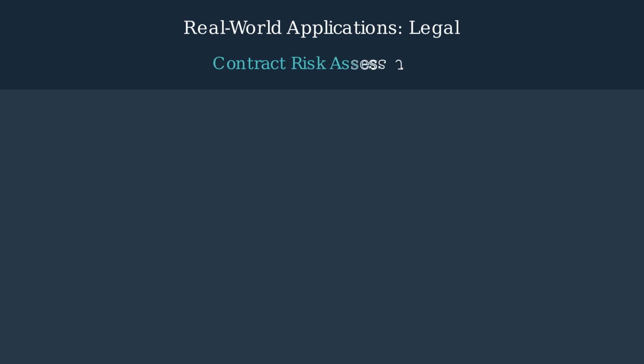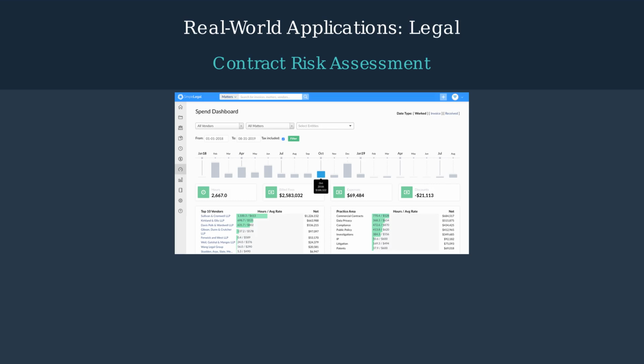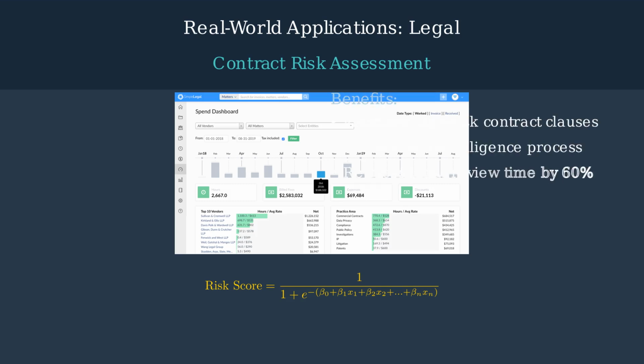Contract risk assessment uses logistic regression to identify potentially problematic clauses and conditions in legal agreements. The model calculates a risk score based on various contract features, using the same sigmoid function we've seen in logistic regression. This technology identifies high-risk contract clauses, automates the due diligence process, and has been shown to reduce legal review time by up to 60%.